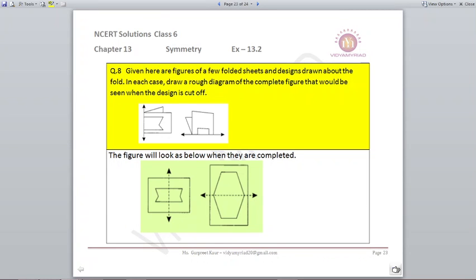Given here are the figures with a few folded sheets and a design drawn about the fold. Now when you open the fold, how will the figure look? It should be exactly the same. So the figure will look as completed as shown below.